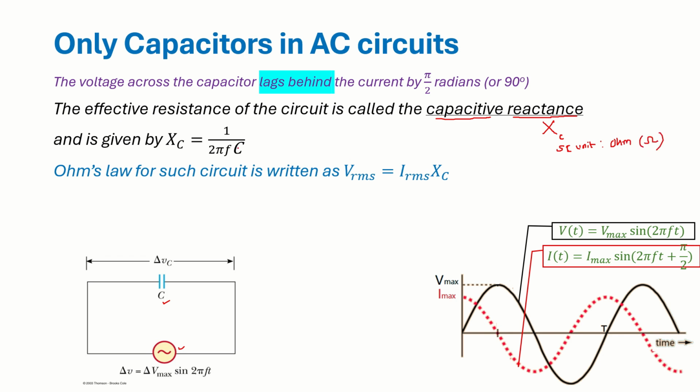So this capacitive reactance depends on the frequency. This is the formula: XC equals 1 by 2 pi F C. F is the frequency, whereas C is the capacitance of the capacitor.